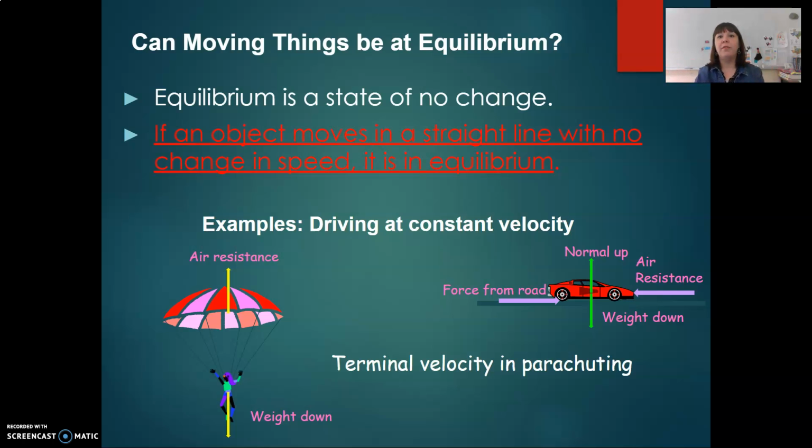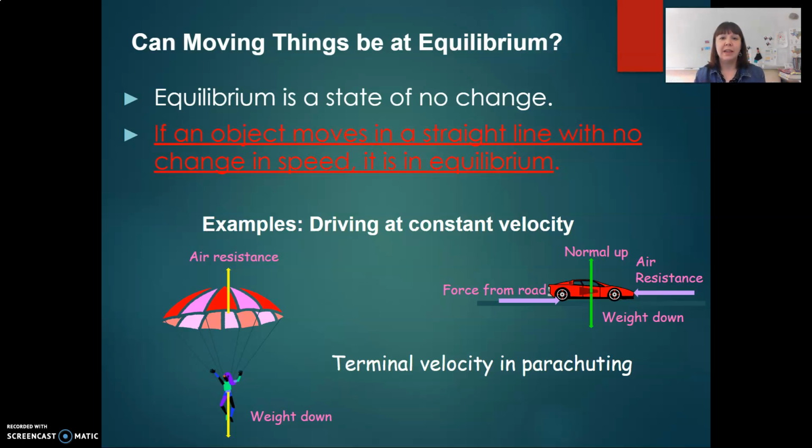Or think like terminal velocity when we're parachuting. The purpose of a parachute is to increase the air resistance so that it balances our weight. That's why there's different sizes of parachutes for different sizes of people, or even cargo if you're throwing cargo out of a plane. You want that air resistance to be balanced by the weight.